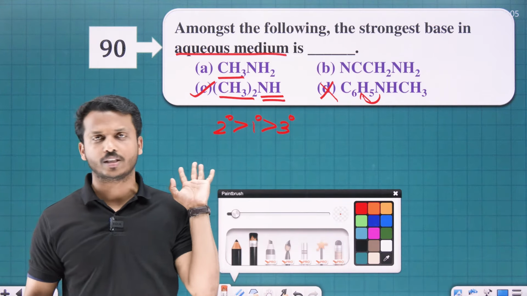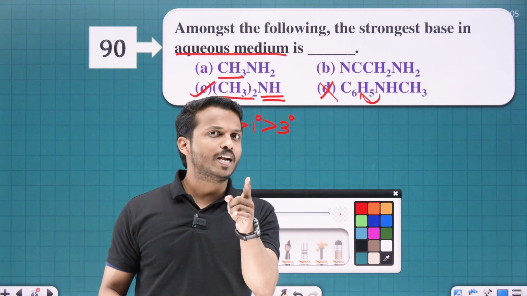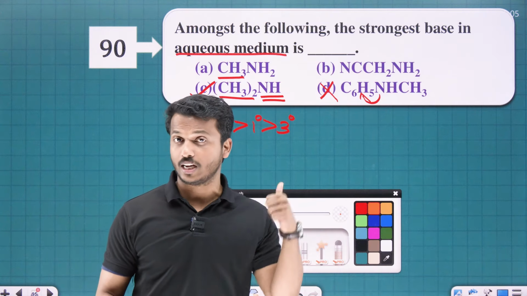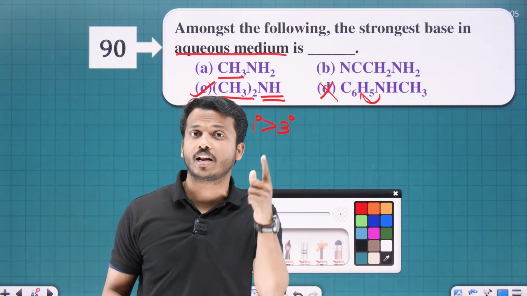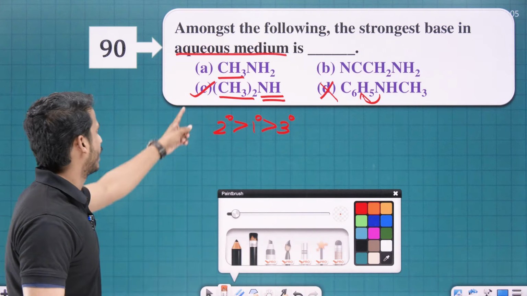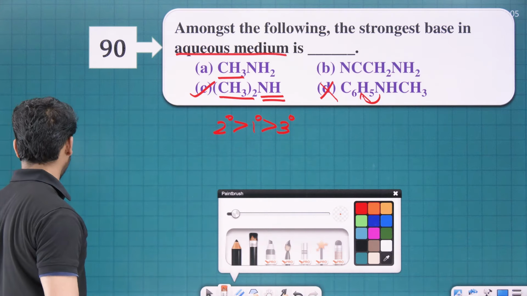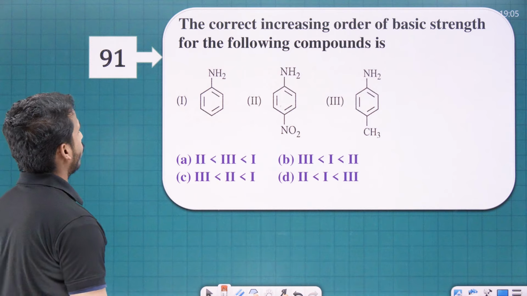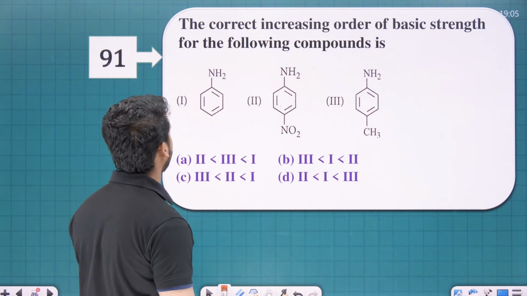Aliphatic is the most basic, no doubt. In aqueous medium, in 2 special cases we studied. Here methyl is present, so secondary, primary, tertiary is the order. So secondary, C. Question: strongest base. Okay. Question 91. What is the correct increasing order of the basic strength?